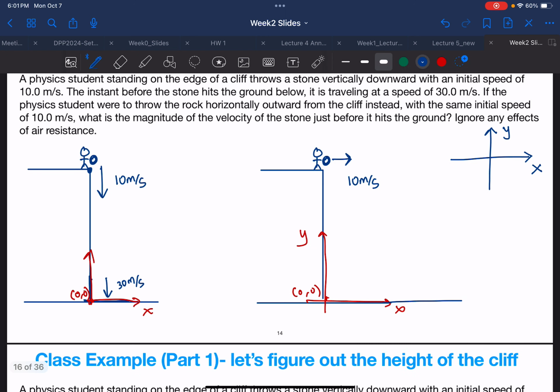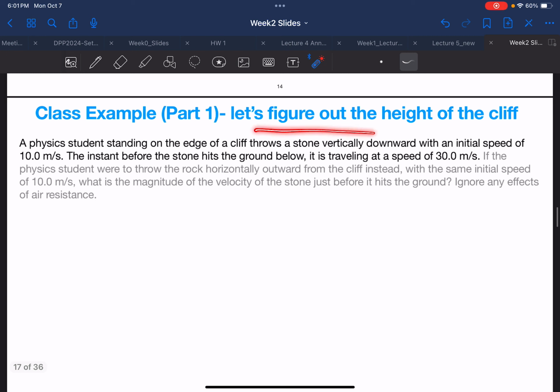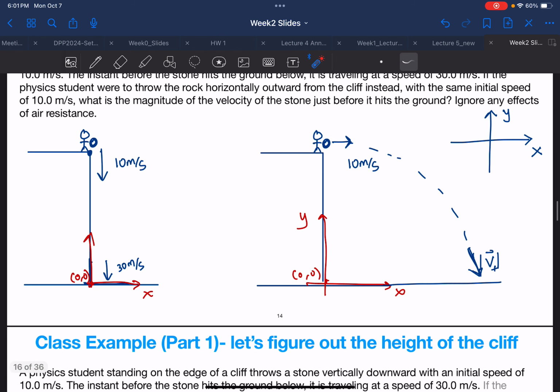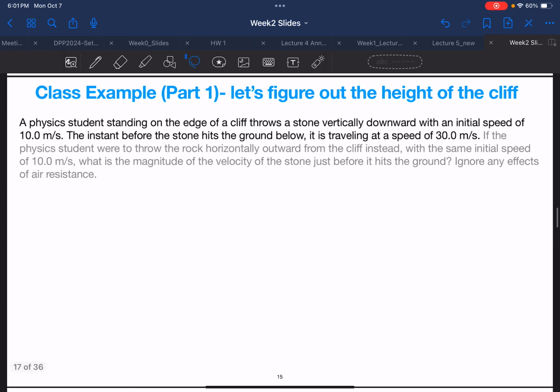So let's go ahead and set that up. We have a trajectory like this, and it has some v final, and we want to know the magnitude of that v final right before it hits the ground. So I've suggested to split this problem up into two parts. Part one is we really need to figure out how high this cliff is. Then we can figure out if you throw a stone outward, what velocity it's going to have right before it hits the ground. So for figuring out the height of the cliff, we'll go ahead and copy this part of the situation because we're going to use that to figure out the height of the cliff.